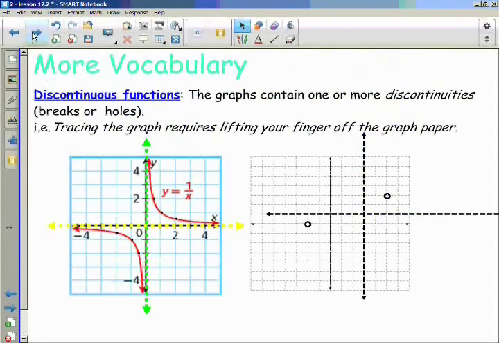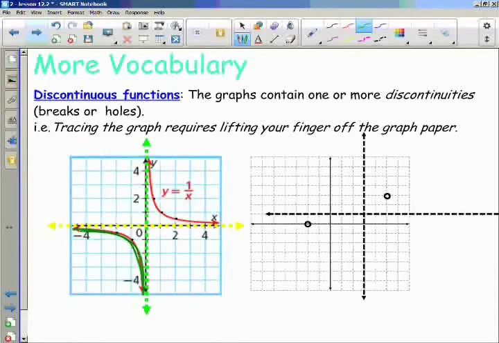Some more vocabulary. A discontinuous function is one where the graph contains one or more what we call discontinuities, and those are breaks or holes. A way to think about that is if you were tracing the graph, you'd have to lift your finger off the graph paper. So if we were to look at this example, this red, they call this a branch, this graph completely includes both of these sections. And I can't make the bottom left connect with the top right without lifting my marker. It's a discontinuity, and so the function then is discontinuous.